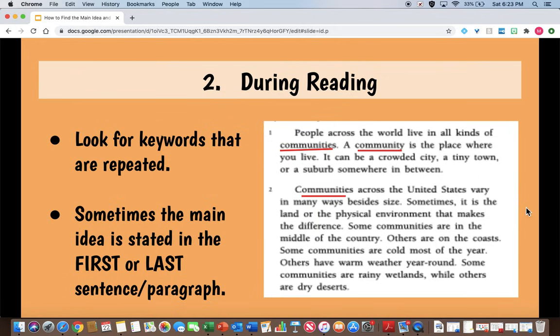And just keep in mind that sometimes the main idea is stated in the first or last sentence or paragraph. Usually at the beginning or at the very end of a reading, that's where the author is really going to try and make their point, the main idea, obvious. So always check that first paragraph or that first sentence as well as that last paragraph and that last sentence.